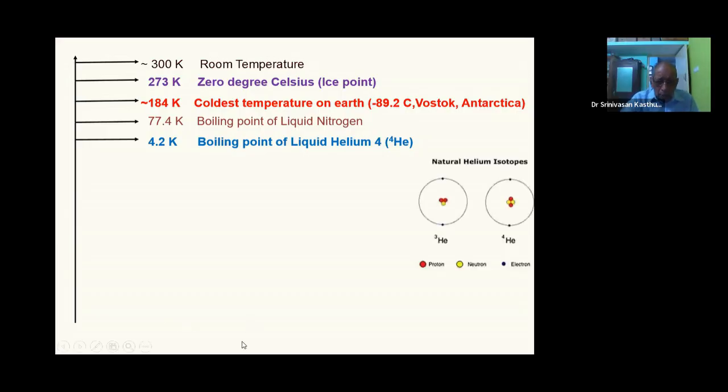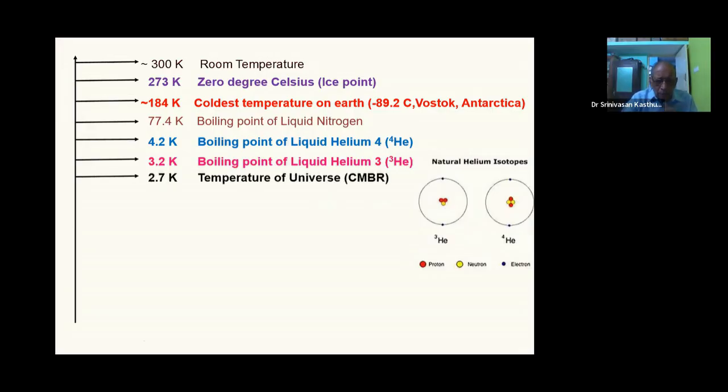The helium 4 isotope will look like this. You have 2 protons, 2 neutrons, etc. Then there are 2 isotopes, helium 4 and helium 3. 2 protons, 2 neutrons will be helium 4, and 2 protons, 1 neutron will be helium 3. So the boiling point for this one is 3.2 Kelvin at 1 atmospheric pressure. The temperature of the universe, as per the theoretical calculations, is supposed to be 2.7 Kelvin.